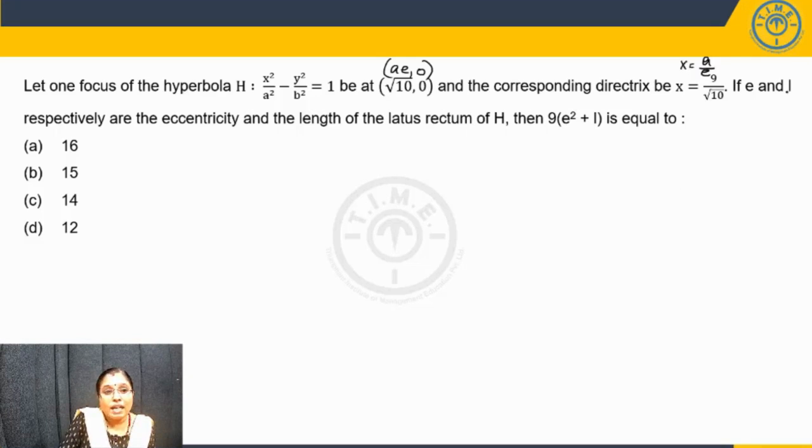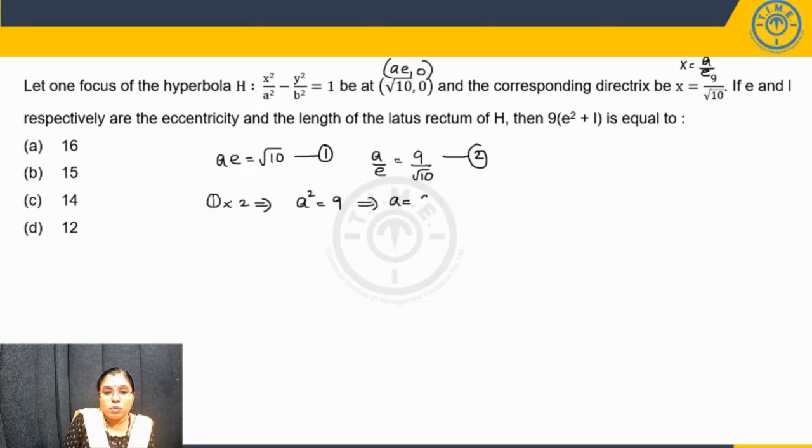If e and L are respectively the eccentricity and length of the latus rectum, we have to find out 9e² plus L. So we have to identify what is e as well as L. We know that ae equal to √10 and a by e equal to 9 by √10. Let this be equation number 1 and this be equation number 2. Let's multiply these two equations. 1 into 2 will give you a² is equal to √10 into 9 by √10, that is 9. So this means that a is equal to 3.